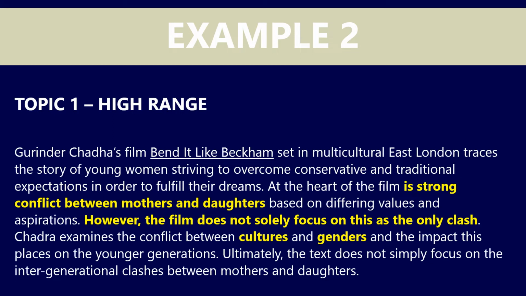The vocab, you'll notice, is a lot stronger here as well. They're using much more sophisticated vocab. There are still a couple of spelling errors, including Gurinder Chadha's name the second time it is mentioned. But they have a clear contention that, yes, there is conflict between mothers and daughters, but it's not the only clash in the film. And they too will talk about culture and genders. Just visually, it is also a little bit longer as well. So that's something to keep your eye on with the introduction. We're looking for around 100 words or so with that paragraph.